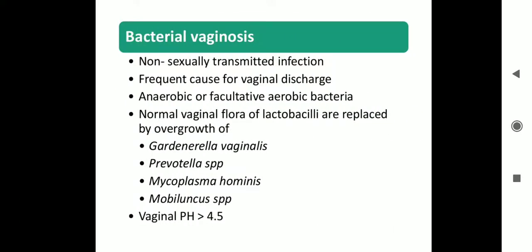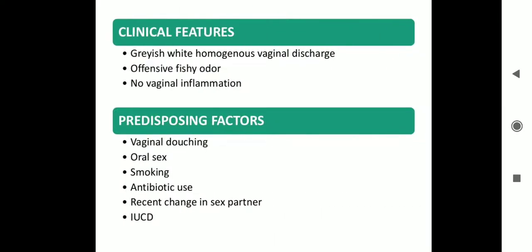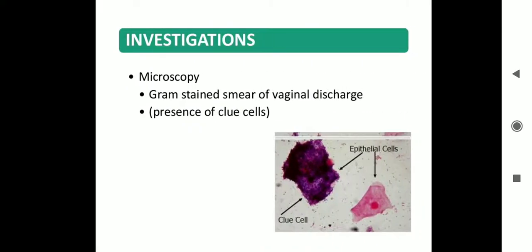Bacterial vaginosis, it is a non-sexually transmitted infection, a frequent cause for vaginal discharge. Anaerobic or facultative aerobic bacteria, normal vaginal flora of lactobacilli are replaced by the overgrowth of Gardnerella vaginalis, then Mycoplasma and Mobiluncus. Vaginal pH is more than 4.5. Clinical features are greyish white homogeneous vaginal discharge, offensive fishy odor, no vaginal inflammation. Predisposing factors, vaginal douching, then smoking, antibiotic use, recent change in the sex partner, IUCD.